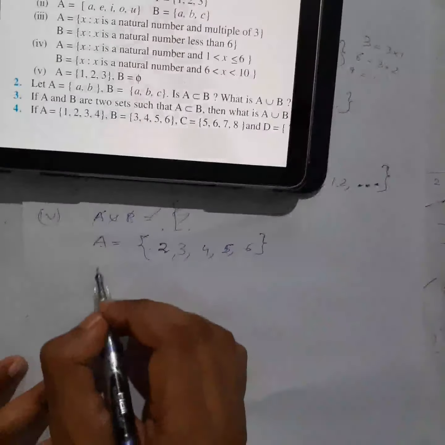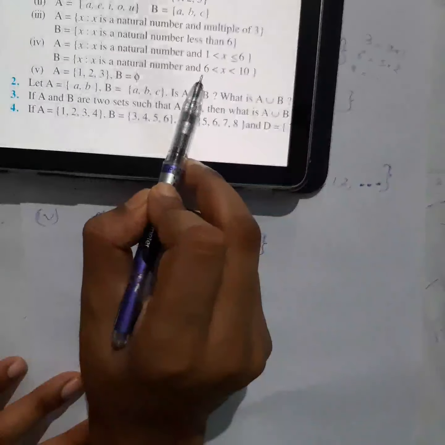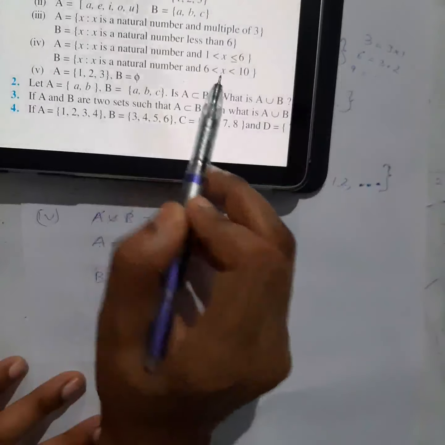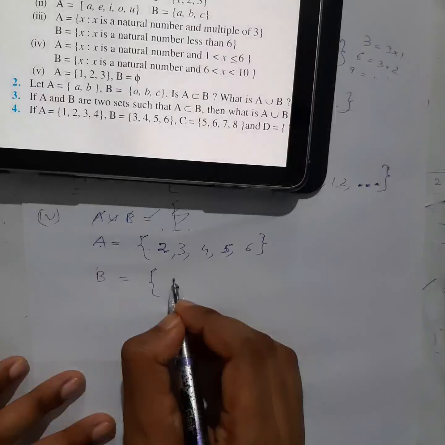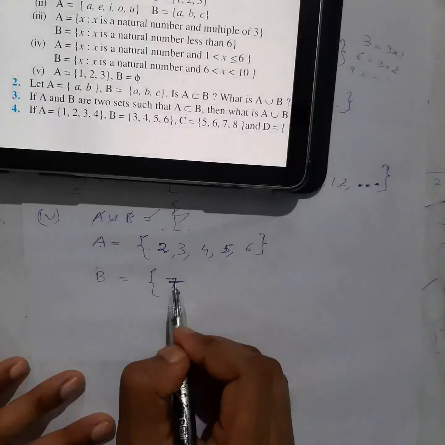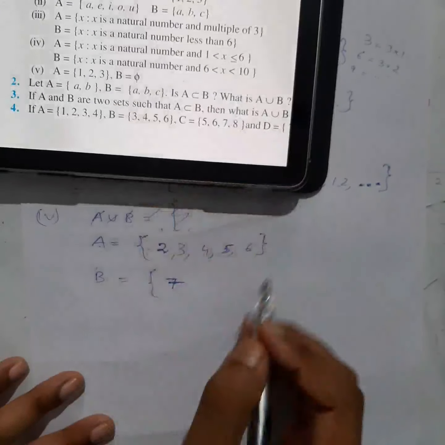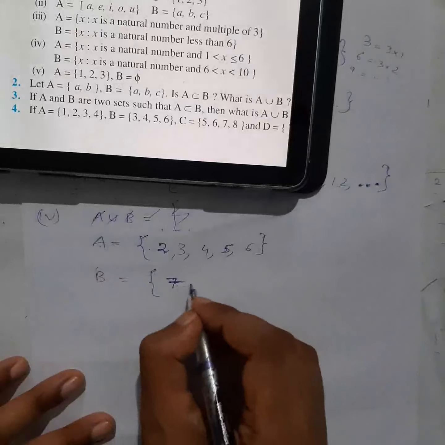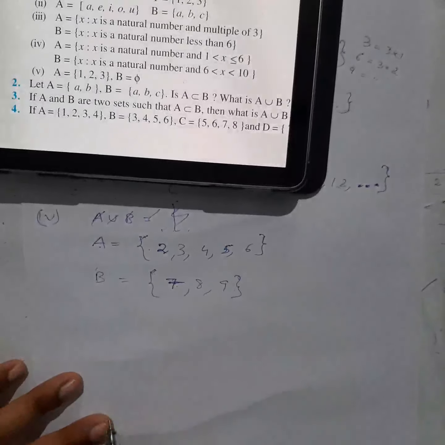what is your set B? Set B is again a natural number whose elements are X greater than 6. Again natural number but X greater than 6. The restriction is greater than 6, which means it will start from 7. Just greater than 6, what is the natural number? 7, right? The next natural number is 7. Greater than 6 and less than 10. Less than 10, what are the natural numbers? 7, 8, 9, that's it.